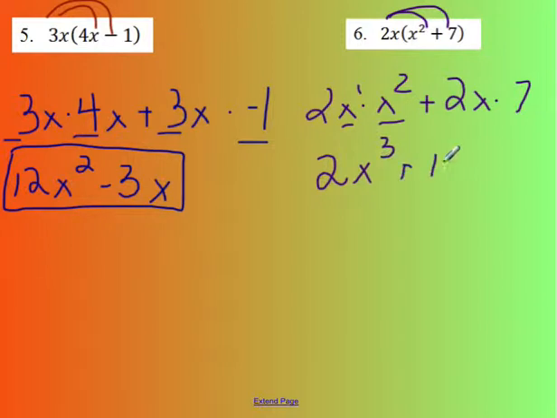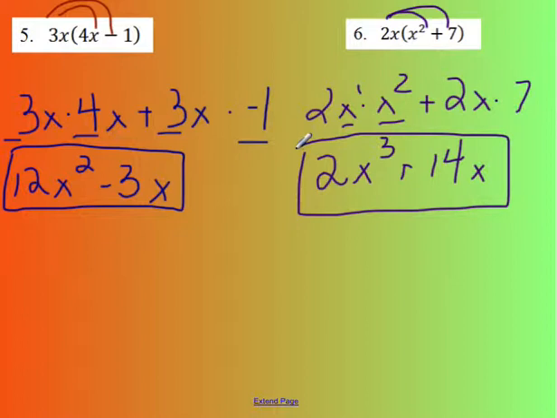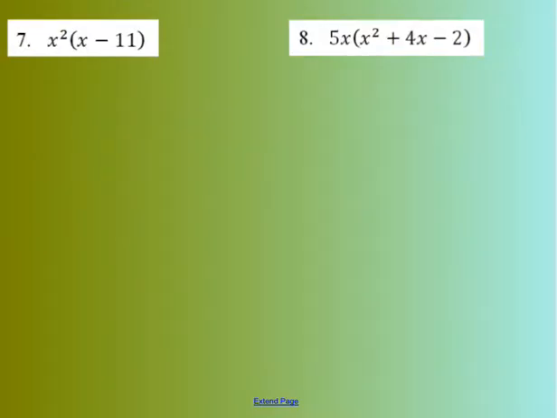2 times 7 is 14. And then that x is going to stay the same. So this right here is our final answer. We have 2x cubed plus 14x. Taking a look at number 7.